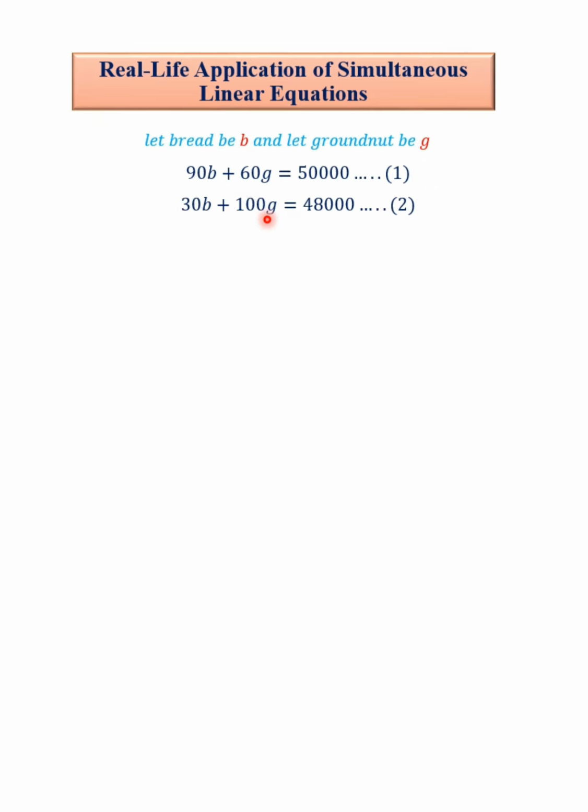Now, these are the two equations. If you look through these two equations, you will find out that for equation 1, 10 is common. For equation 2, 10 is also common. So we can divide through equation 1 and equation 2 by 10. If we divide through 1 and 2 by 10, we are going to have 9b plus 6g equals 5,000, equation 1, and equation 2 will become 3b plus 10g equals 4,800, equation 2.